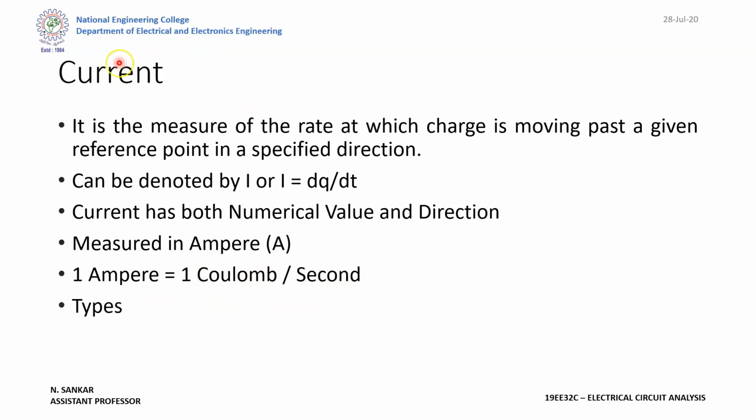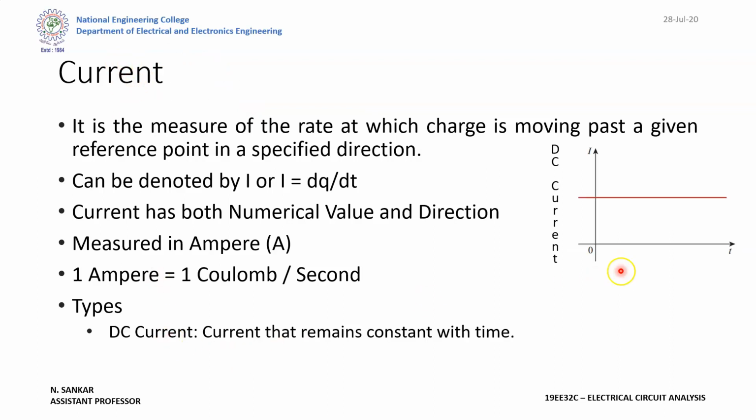So we have two types of current. The first one is DC current. DC current means the value will be constant throughout time. It won't vary. It may be either positive or negative, but the value will be constant like this. So this is called direct current.